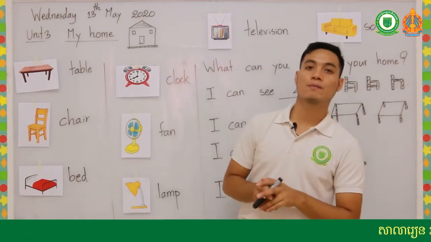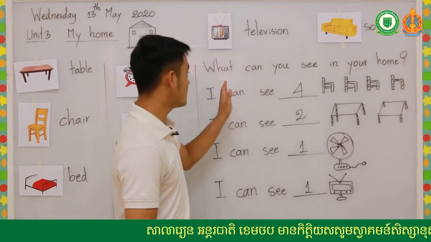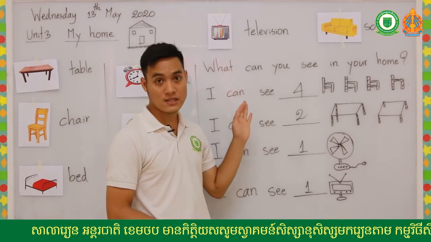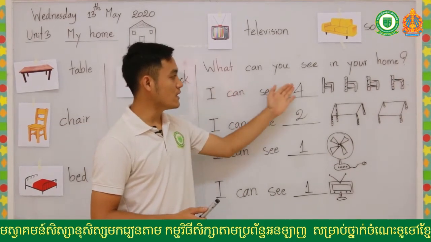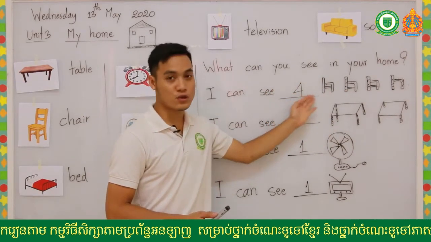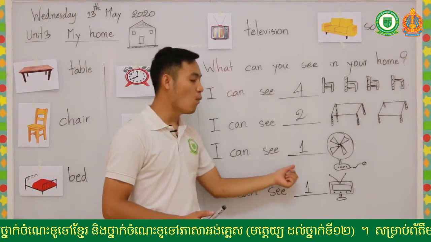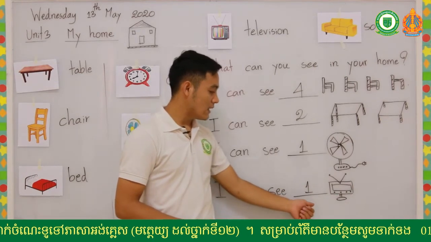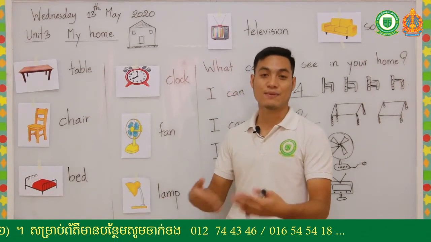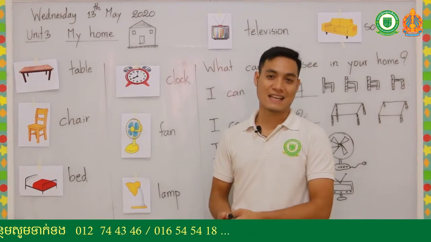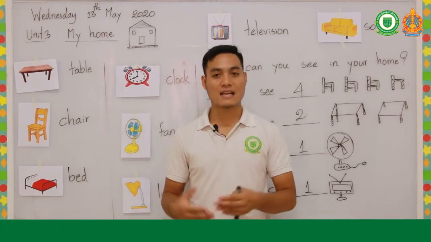So what I want you to practice more, review the words that I taught, and also practice the sentences, the questions, and the answers about how to describe your home. Like, what can you see in your home? I can see four chairs. I can see two tables. I can see one fan. I can see one television, or I can see one bed. Okay, more. You can practice the same form as I can see. Okay, so this is your task two and also your part two. So thank you and see you in the last video.